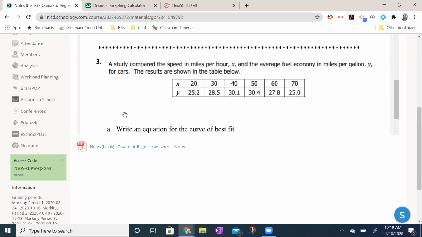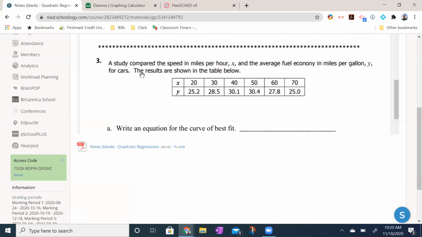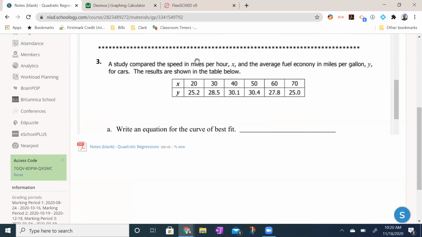Okay, so let's go ahead and make this scatter plot here and then put it into our decimals. So we're going to make the equation of best fit, and then we have answer B: predict the fuel economy for the car driving 35 miles per hour. So notice we don't have a 35 between 30 and 40. So that's where we're going to use that regression equation to figure out what the fuel economy will be going 35 miles per hour. All right, so that's how we use these regressions to make predictions.